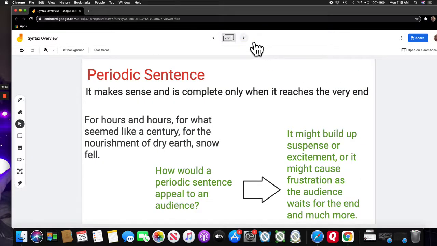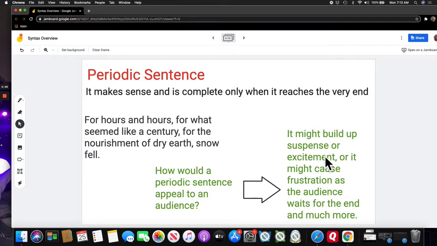It will not make sense and be complete with a verb and the thing or person doing that action until we get to the end. So you'll notice here, snow fell is at the very end of the sentence. All that stuff is tacked on at the beginning: for hours and hours, for what seemed like a century, for the nourishment of dry earth. None of that is a complete sentence. We don't know what is for these things. So it can't end until we get to snow fell.